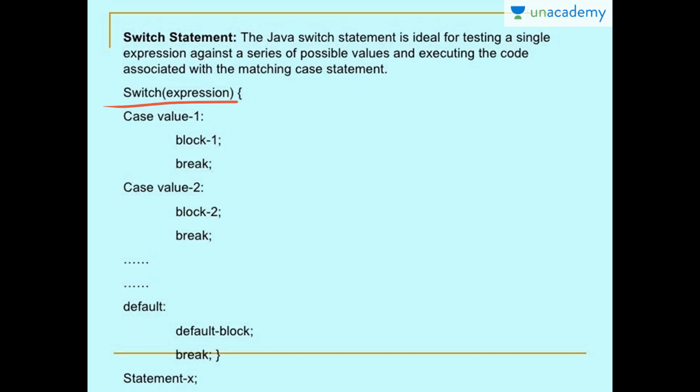Switch expression: the keyword switch, then the expression in the parentheses, then the curly braces. First we will start with case 1. Write case 1, then statement 1, then break to come out and move to the next. That will terminate it. Then case 2, then statement 2, then break. This goes on until all the cases are finished.